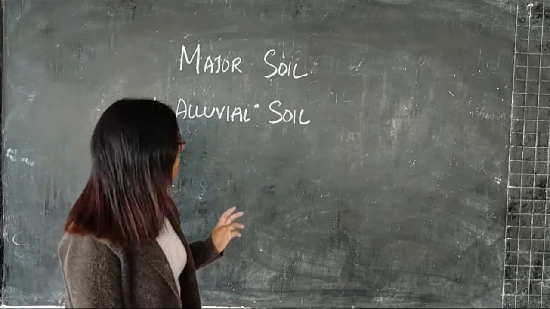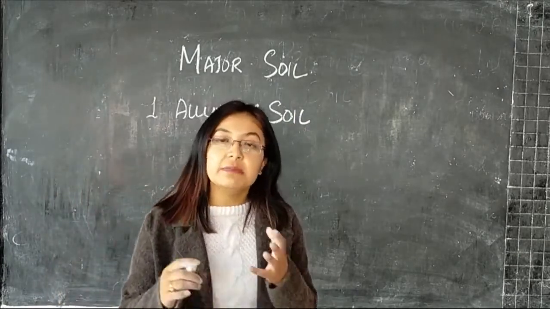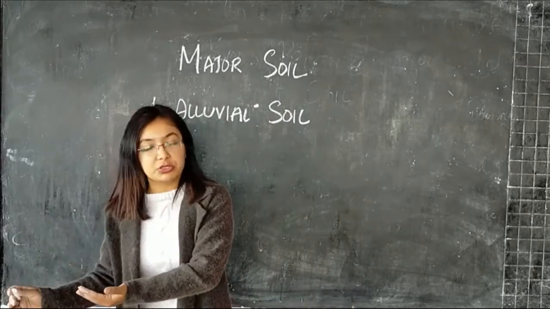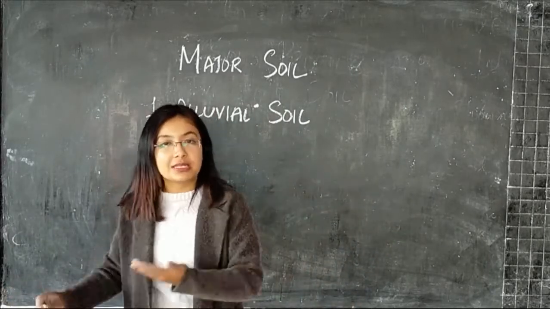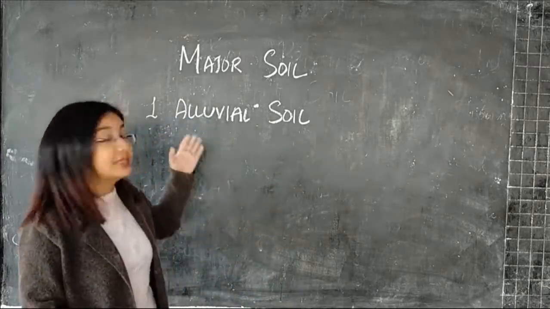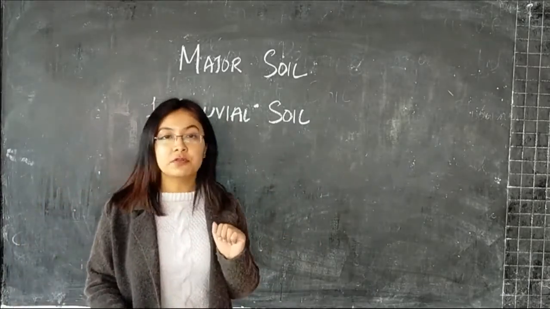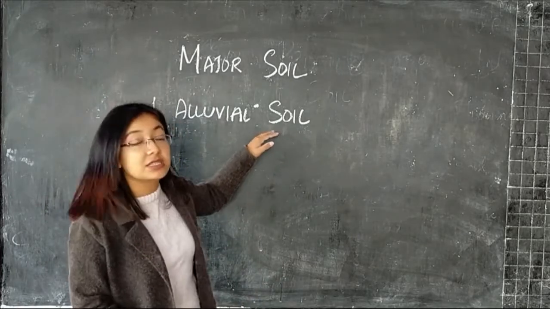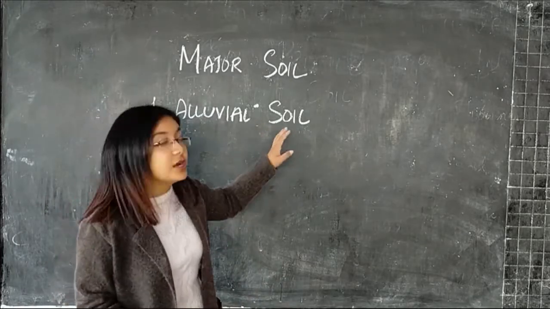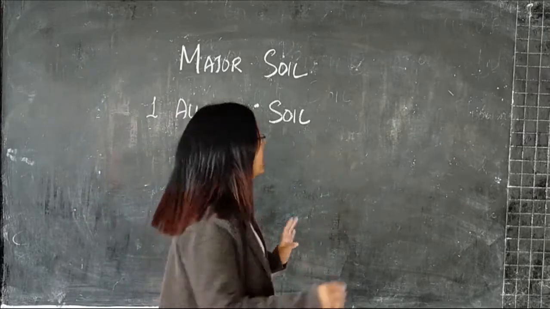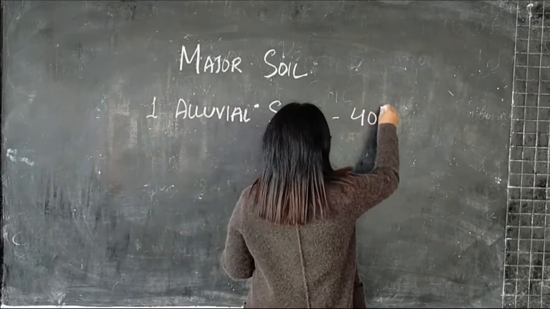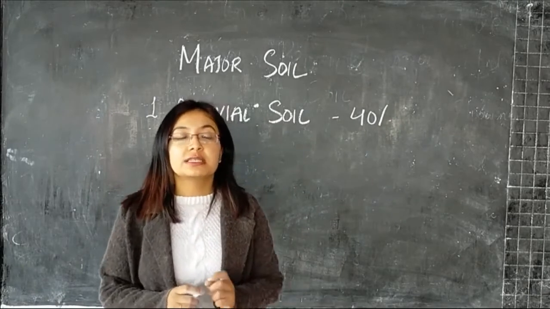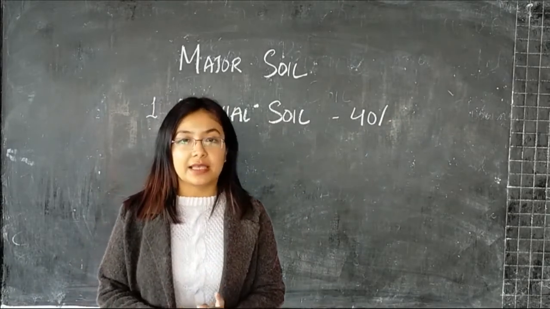Alluvial soil is made up of fine particles brought down by the rivers and its tributaries. As it is being brought down, we can clearly come to know that it is a transported type of soil. These soils are found in the largest amount. It covers up to 40% of the land area. Alluvial soils are said to be very, very fertile.